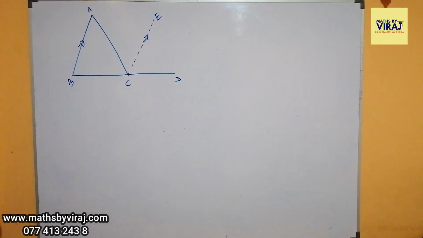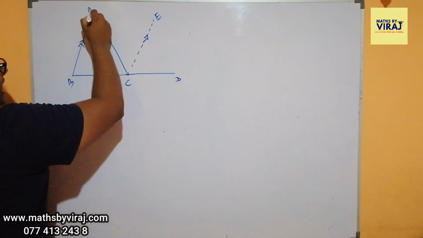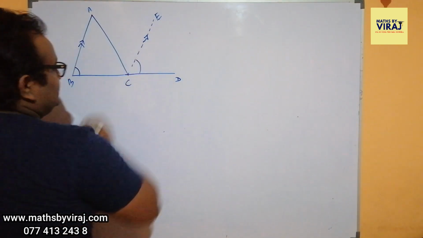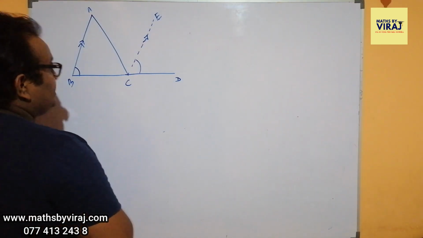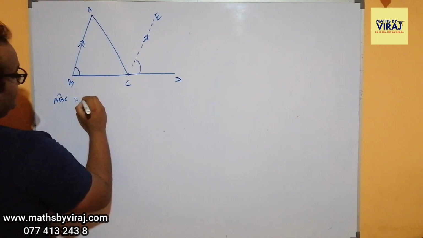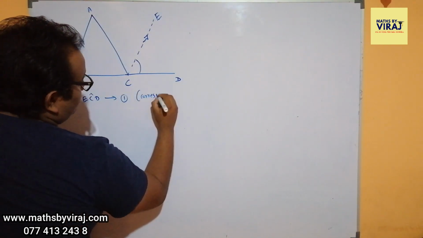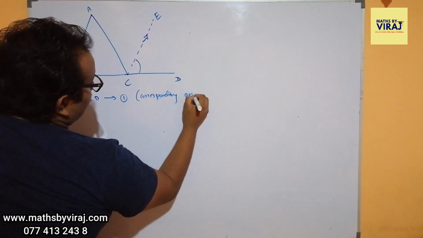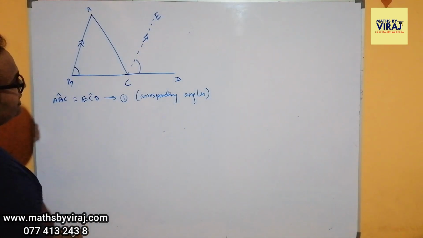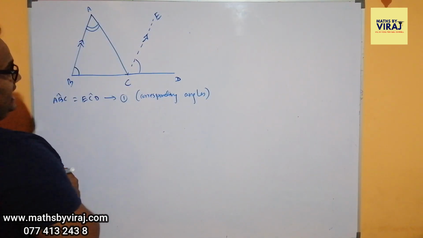Right, children? Now, looking at this diagram, we can come to certain conclusions. That is, angle ABC is equal to angle ECD. Yes. What is the reason? Corresponding angles. Angle ABC is equal to angle ECD. Let's mark this as equation number 1. And the reason is corresponding angles.